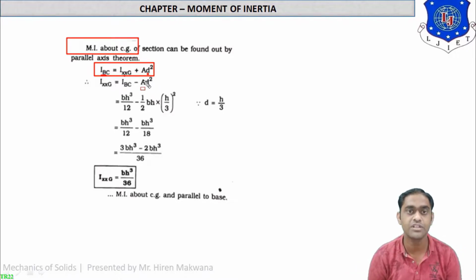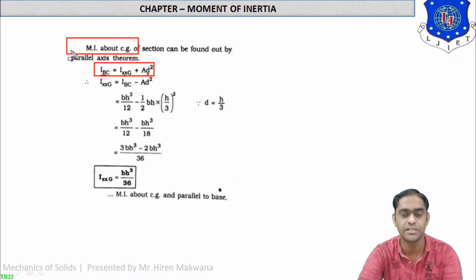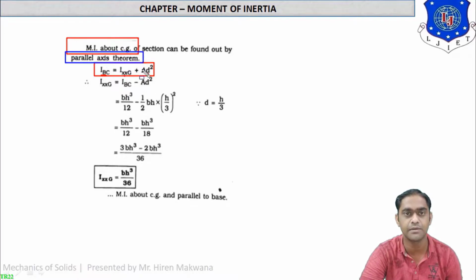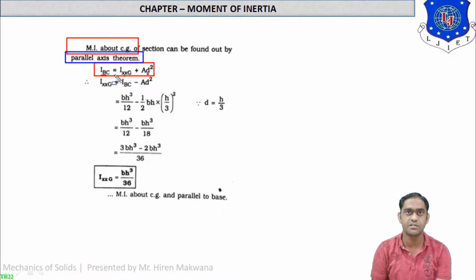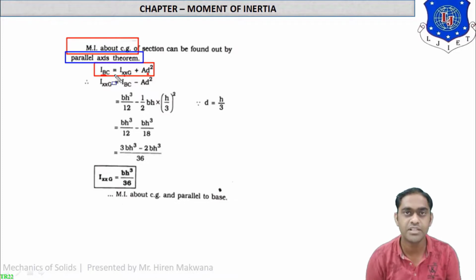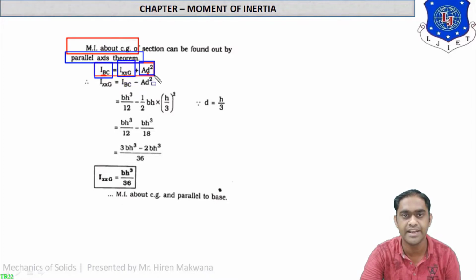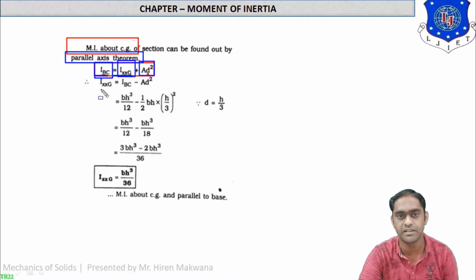Now this equation is known as the parallel axis theorem. You can see over here the parallel axis theorem. The parallel axis theorem itself is a separate theory. We will discuss it in the later lectures. So just remember this formula from now onwards. IBC, the moment of inertia about the base, is equal to the moment of inertia about the centroid plus AD square. A means the area of the particular part and D means the distance between these two parallel axes.